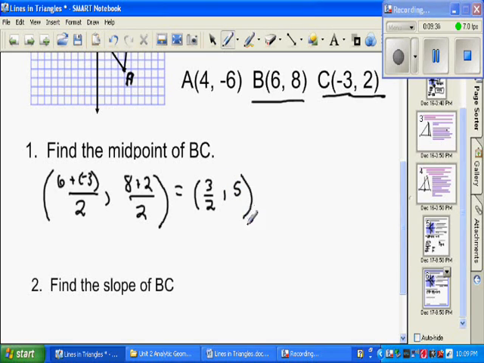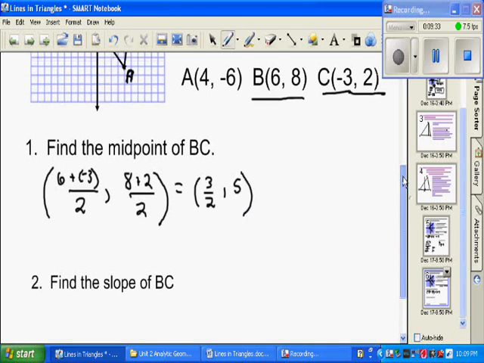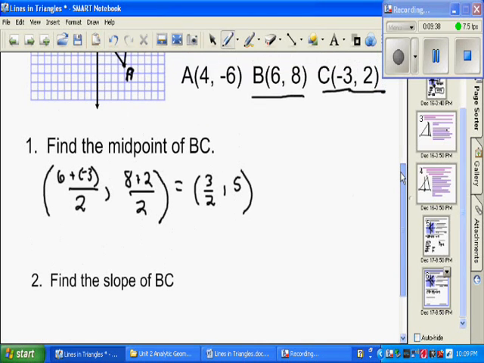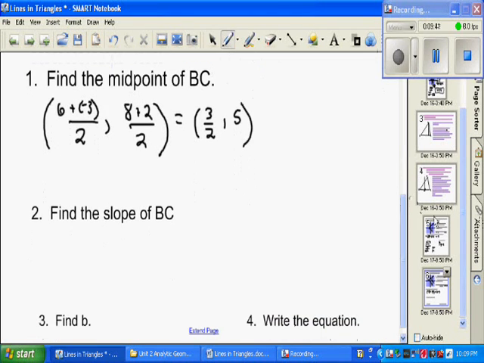Okay, so now that we know the midpoint of BC, we can find the slope of BC. So the slope of BC, we use the same 2 points. We're still going to use 6, 8, and negative 3, 2. Okay, we fill them into the slope formula. So y2 minus y1 divided by x2 minus x1 equals negative 6 over negative 9. And we reduce that, so it's our best possible fraction, so our slope is 2 over 3. Okay, so this is the slope of BC.